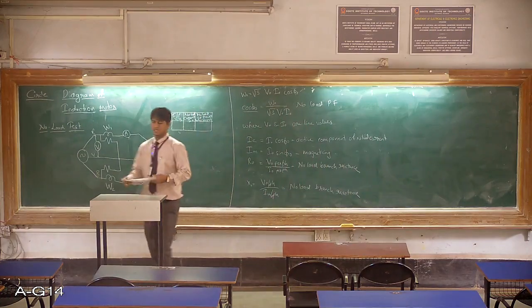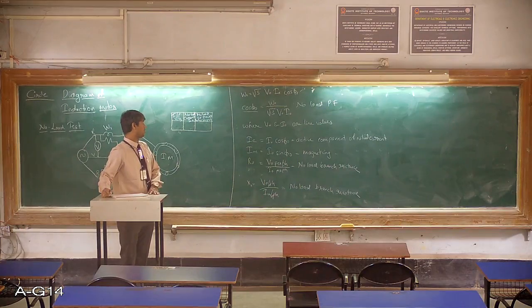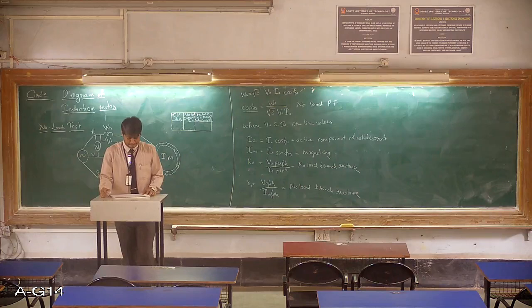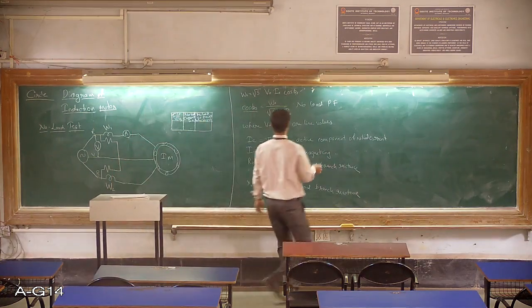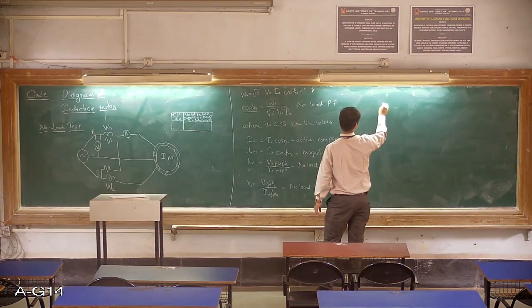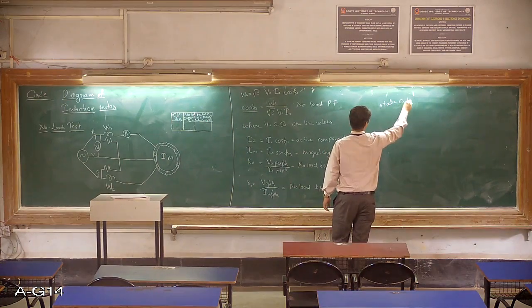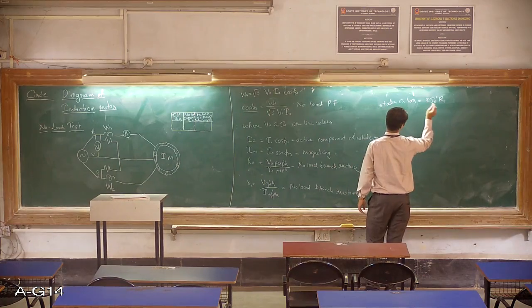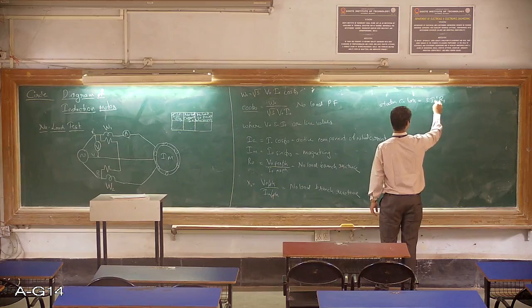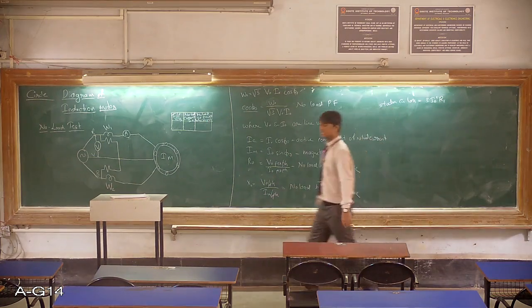Now, this particular W naught consists of a few losses, like stator copper loss, because under no load condition some current is anyhow passing in the stator, and that will have a small amount of copper loss, which is equal to 3 times I naught square R1. This 3 is because it's a 3-phase induction motor, I naught is the no load current passing in the stator, and R1 is the resistance of the stator.